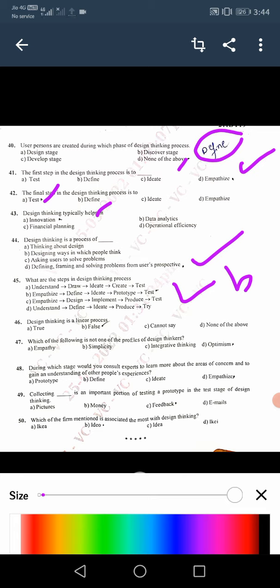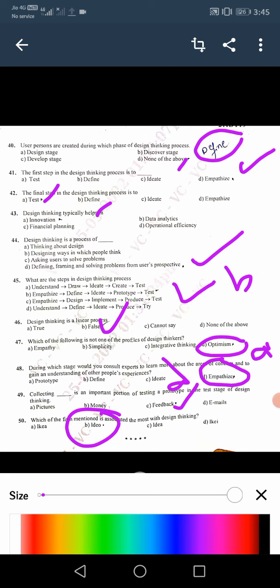46. Design thinking is a linear process. No, it is a non-linear process, hence it is false. 47. Which of the following is not one of the profiles of the design thinkers? So it is optimism, D. 48. During which stage would you consult experts to learn more about the areas of concern and to gain understanding of other people's experiences? So it is empathize, D. 49. Collecting dash is an important portion. So it is feedback, C. 50. Which of the firms mentioned is associated most with design thinking? So it is IDEO, B.